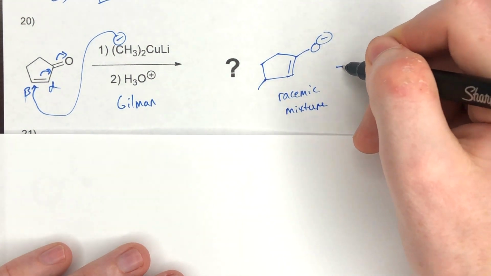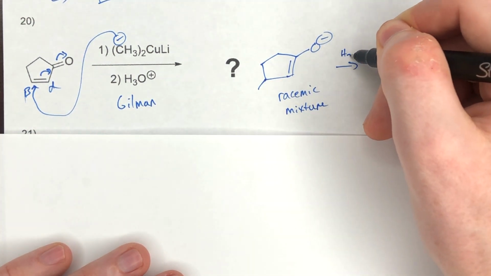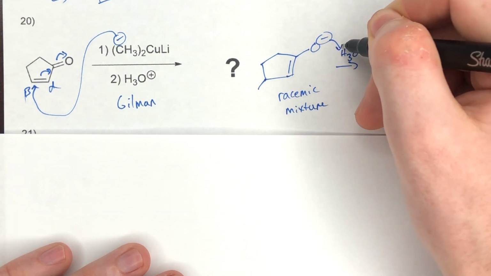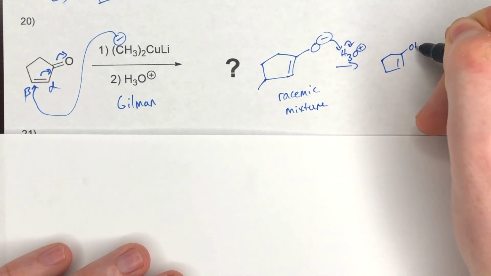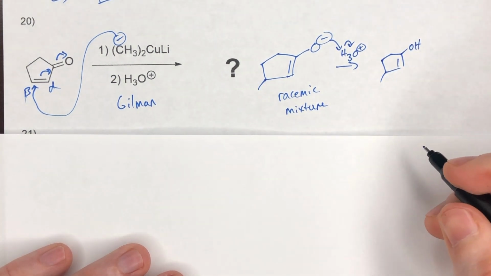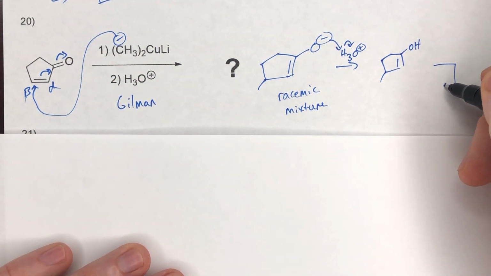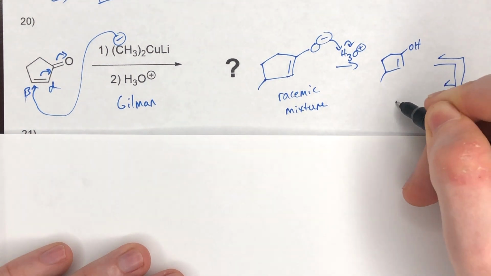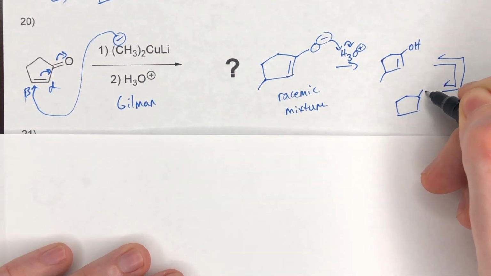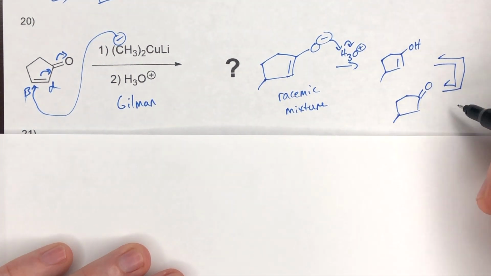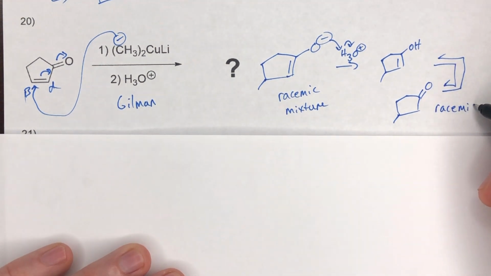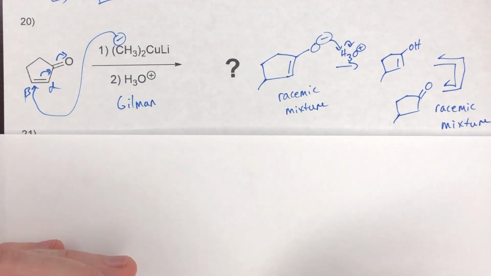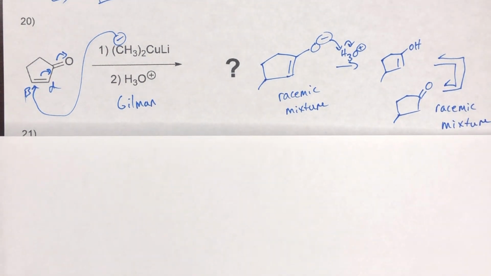But now this will protonate with step 2 to give the enol. And then you need to keep in mind that the enol will tautomerize to the keto form if there's no added stability of the enol, which is the case here. There's nothing special going on. So this is our final product, this racemic mixture of the ketone with the additional methyl group at the carbon position.